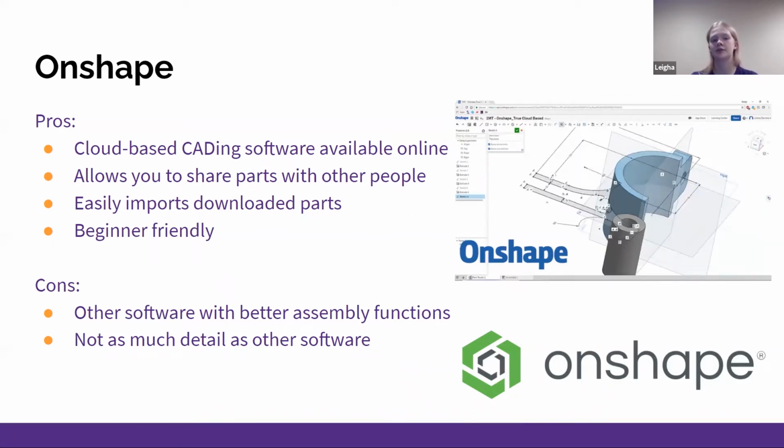Some of the cons, though, are that there are some software programs that have better assembly functions. And as I was saying earlier, OnShape is a little bit simpler, so that's nicer for beginners. But once you get to a higher level, there are some more complex ones that can run things like simulations, which is where you'll have multiple parts working together and you can actually make them move together as they would in the real world.